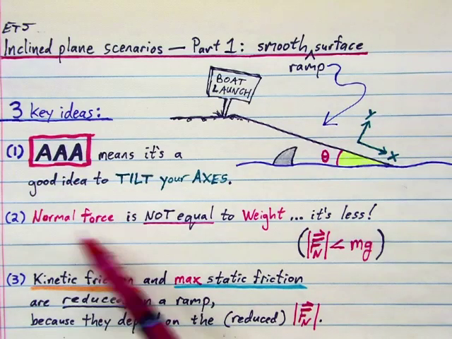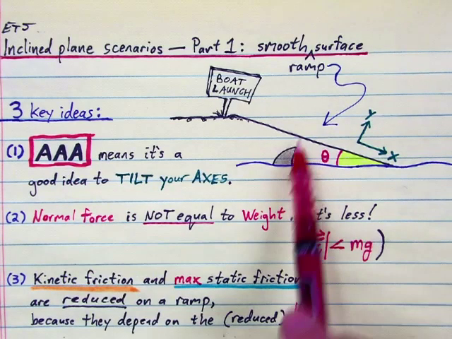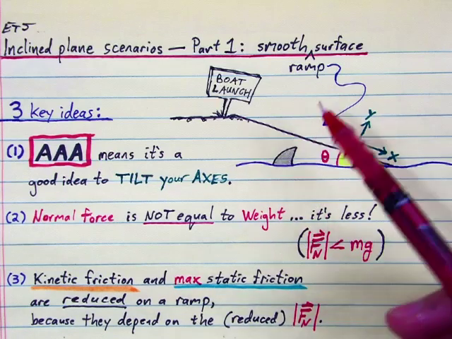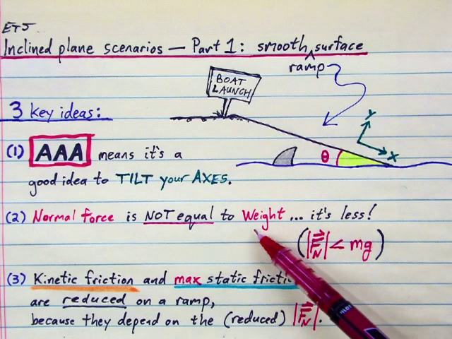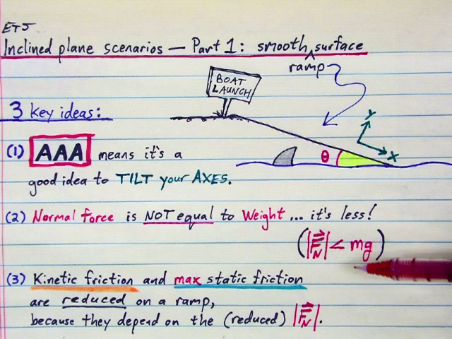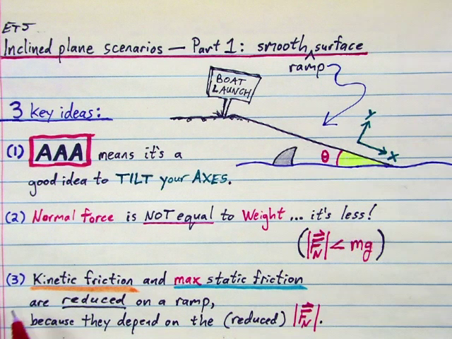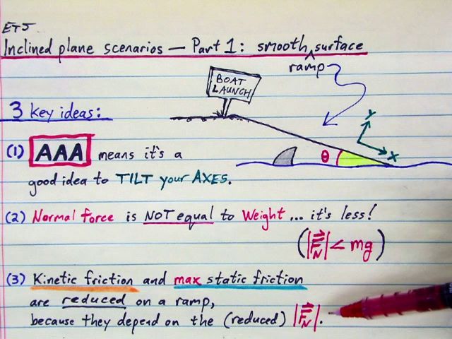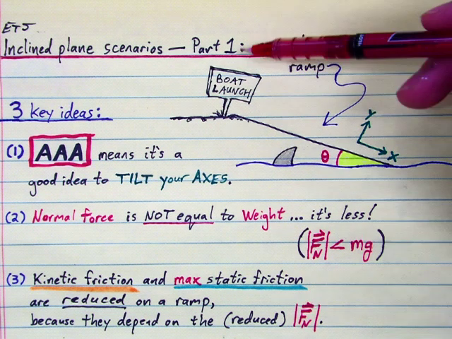Step 2, the normal force exerted by the ramp on an object sitting on the ramp is not equal in magnitude to the object's weight in this case. It's going to be less than the weight of the object. We'll see why when we look at the FBD. And 3, friction forces are reduced on inclined planes because they depend on the reduced magnitude of the normal force. We'll come back to that point in part 2.